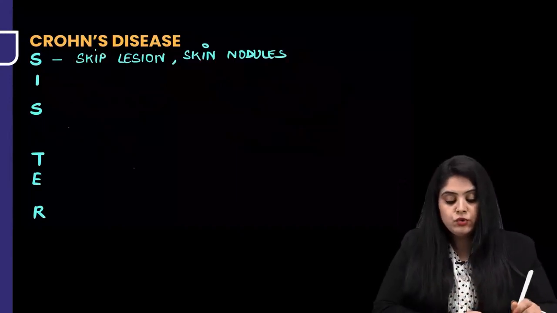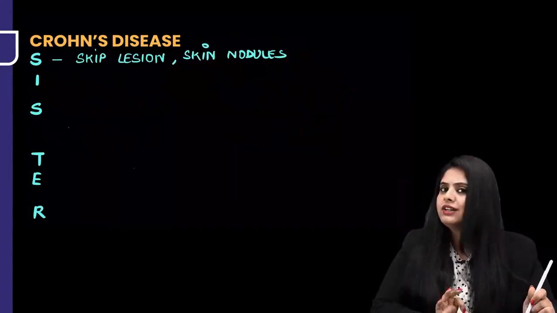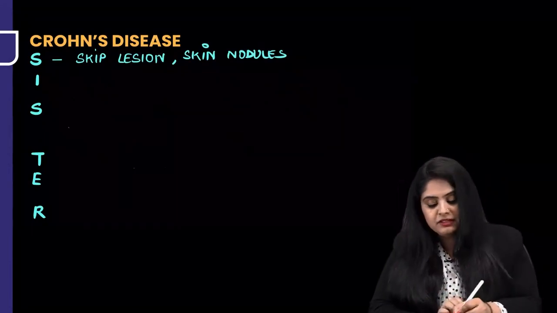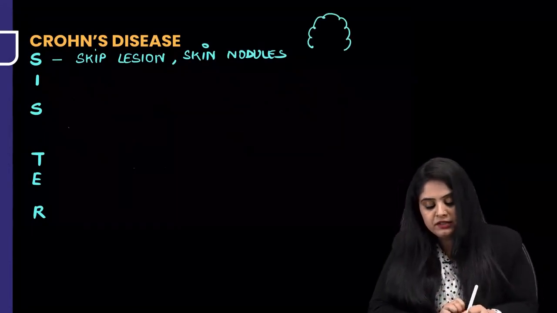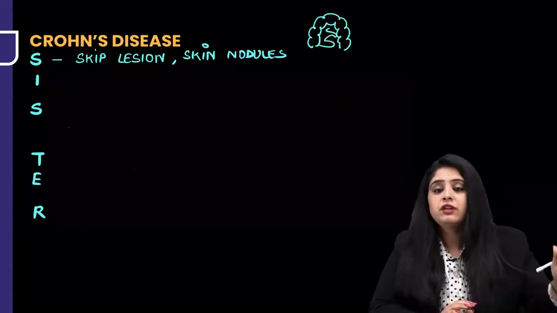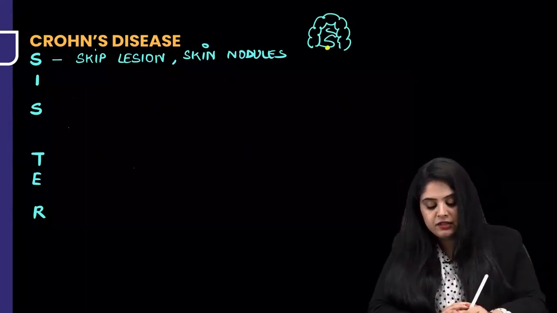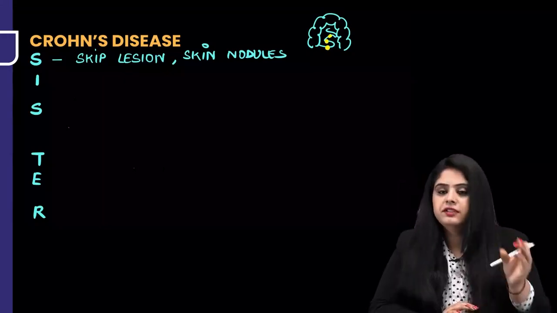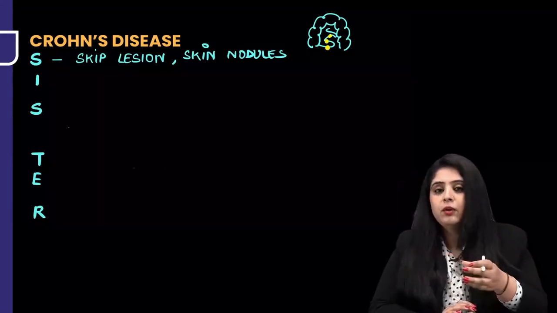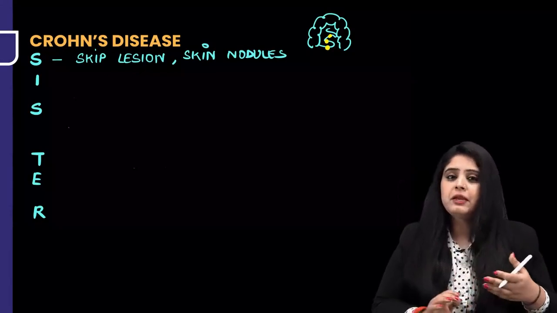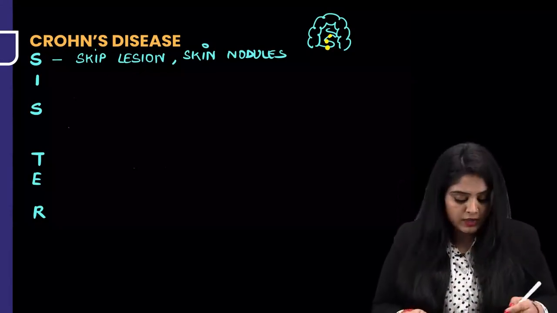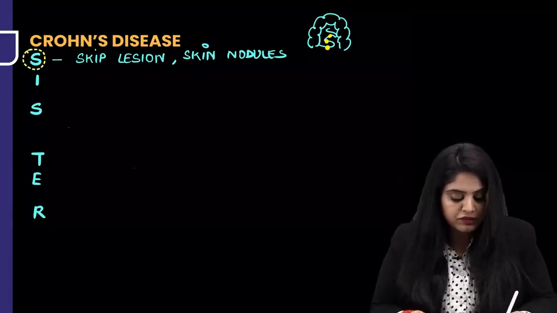So please remember, this condition tends to show you the famous skip and skin. What is skip and skin? That means that when I'm talking about the intestine, this disease does not occur everywhere. This disease occurs in certain locations. Disease, normal, disease, normal, disease, normal. So it's going to skip. It's a skipping kind of a disorder that we are going to have. So please remember, it's an S for skip lesion.